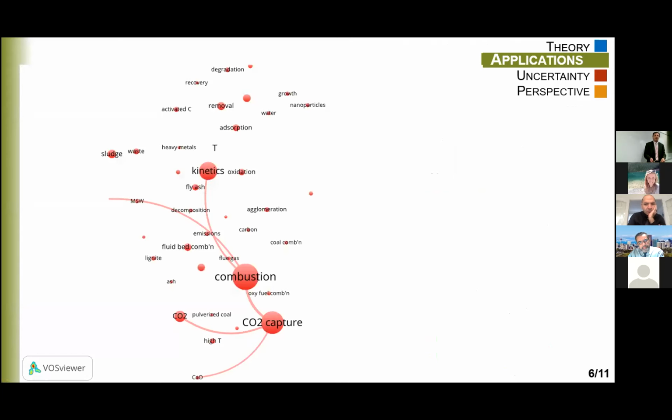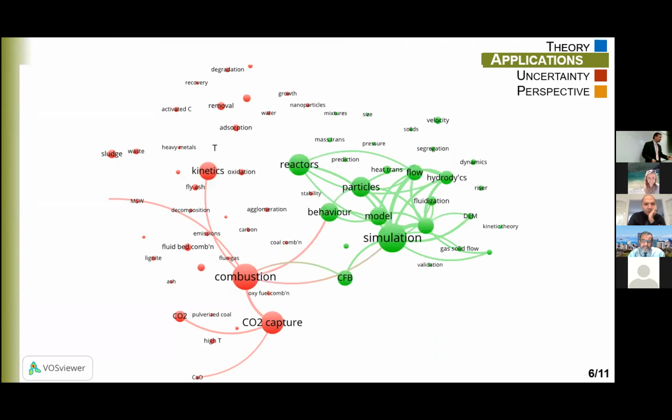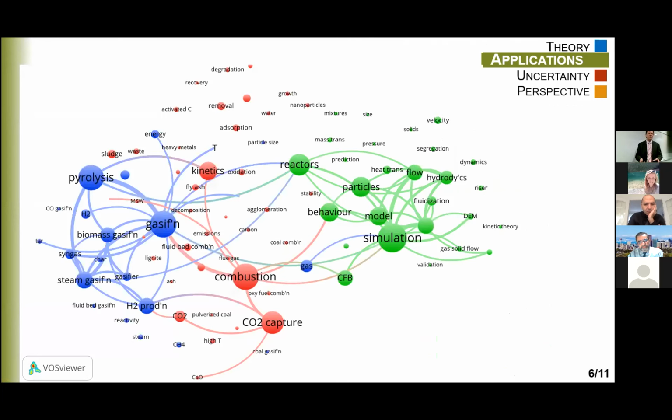So in terms of fluidization, the literature, what are they looking at? Combustion, CO2 capture, kinetics, that's the highest. Then we're looking at simulation, particles, reactors, behaviors, just looking at the circulating fluidized beds. Then we're looking at pyrolysis, applications of gasification, steam, hydrogen production. And finally, along all of that, we're looking at systems, performance, coal. So those are the regions.